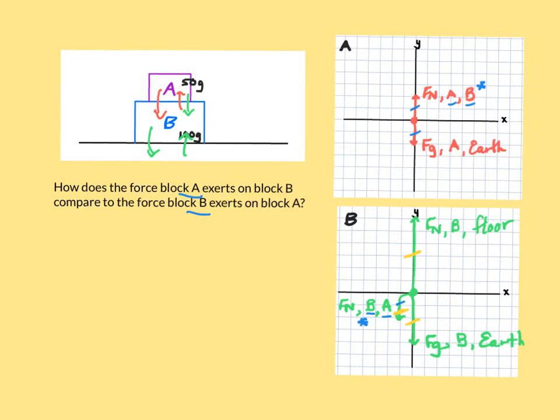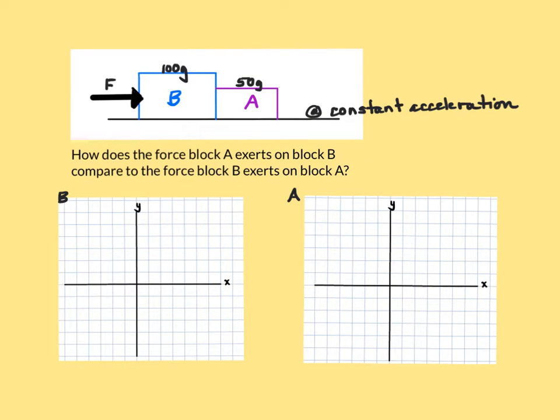So let's look at another example. I've got block B and block A. Again, block B is 100 grams, block A is 50 grams, and I'm going to exert some sort of force to the right. The blocks are both going to be moving together at a constant acceleration. Since the acceleration is not equal to 0, the net force isn't going to be equal to 0. Hopefully we'll see that when we draw our force diagrams.